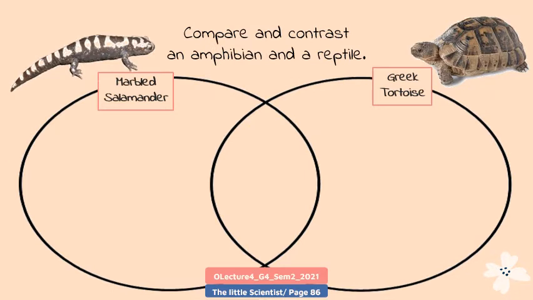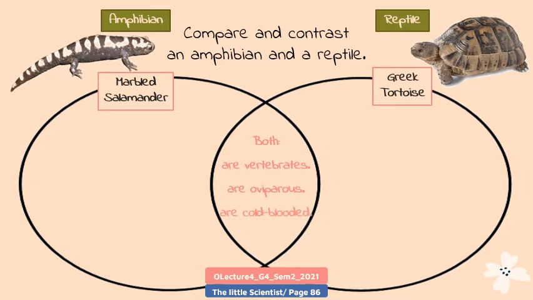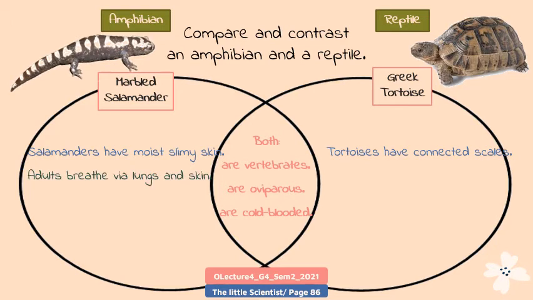What about a salamander and a tortoise? The marble salamander belongs to the amphibians group. The tortoise is a part of the reptiles group. How are these two animals similar? Both are vertebrates, oviparous, and cold-blooded. Now, what's the difference between these two animals? Salamanders are amphibians, so they have a moist, shiny, slimy skin, while tortoises have strong, dry, connected scales.